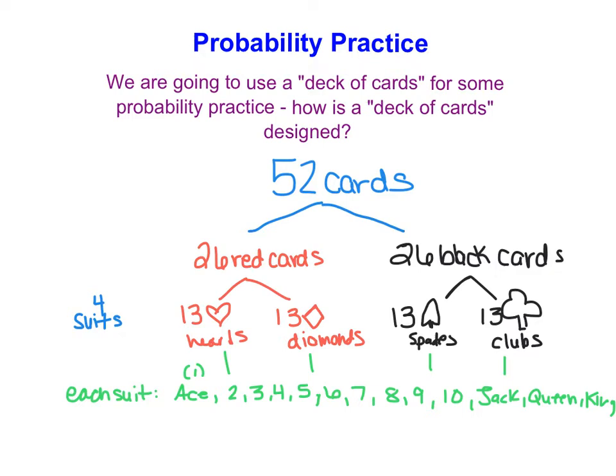So hearts have an ace of hearts, a 2 of hearts, a 3 of hearts, a 4 of hearts, so on and so forth. Diamonds have the same thing. We have an ace of diamonds, a 2 of diamonds, a 3 of diamonds, and a 4 of diamonds. Spades have the same thing, as do the clubs. So we're going to use this knowledge as we do some probability problems on the next page.